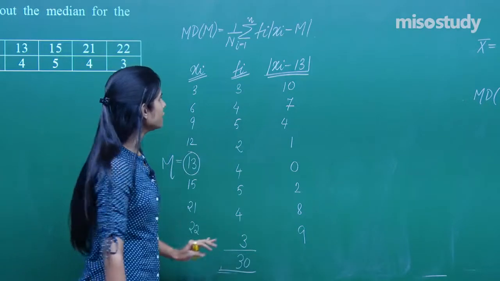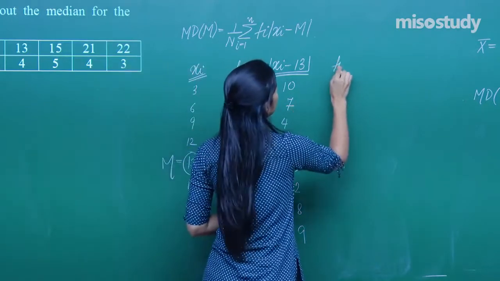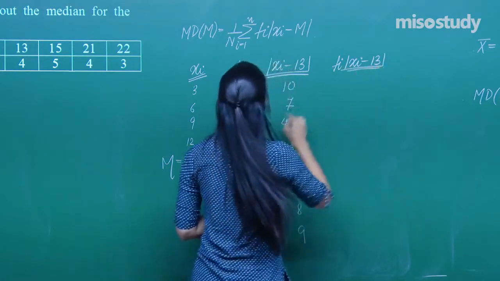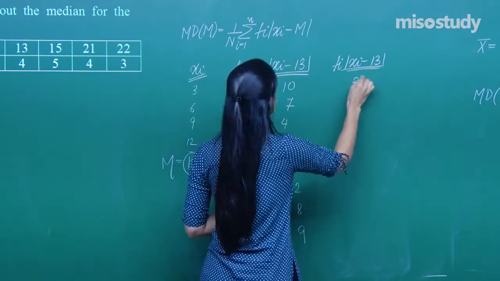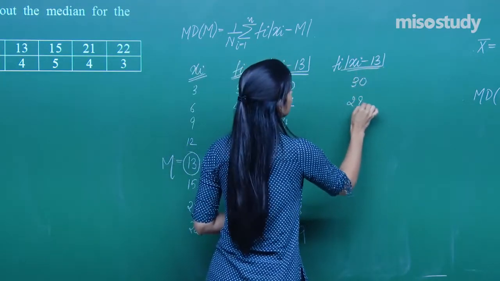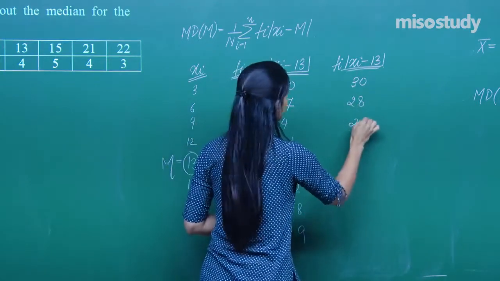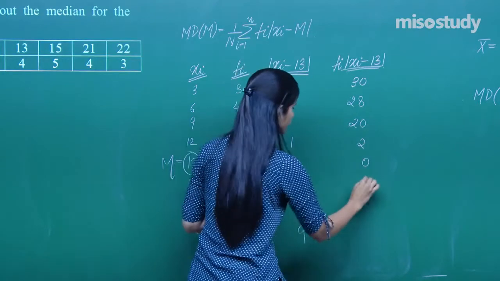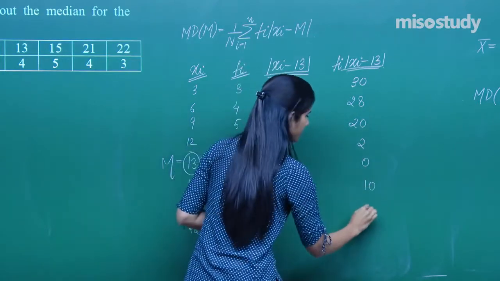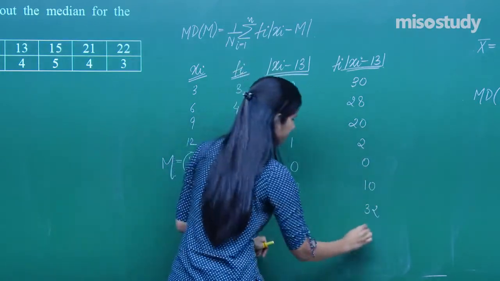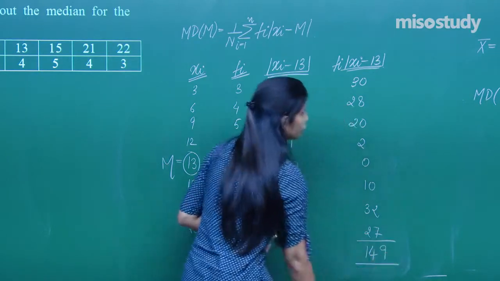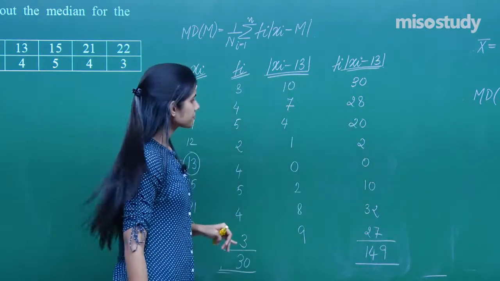Fine. The moment you have evaluated this, you will be multiplying fi's with mod of xi minus 13. Multiply fi: 3 into 10 gives me 30, 4 into 7 is 28, 5 into 4 is 20, 2 into 1 is 2, 4 into 0 is 0, 5 into 2 is 10, 32, 27. Add this up, you get 149.